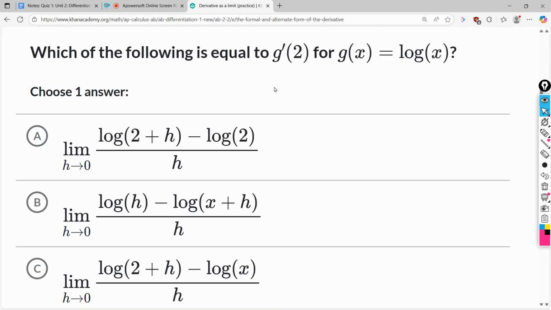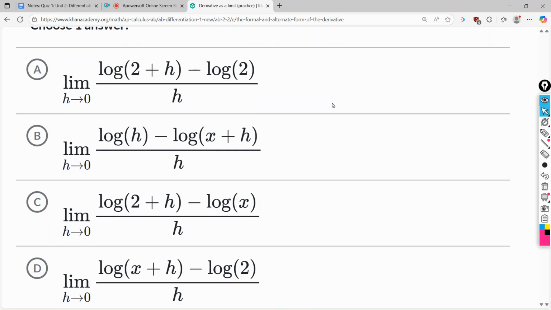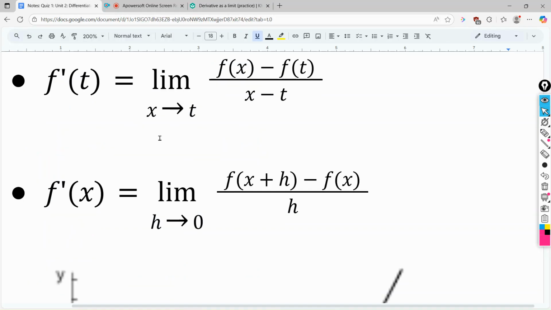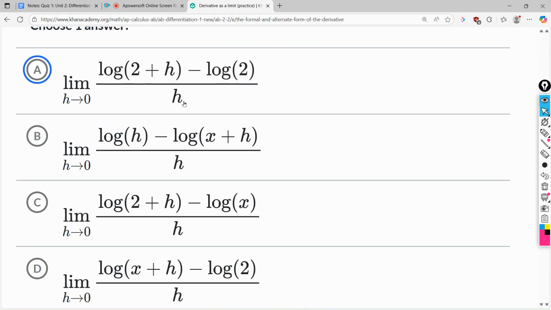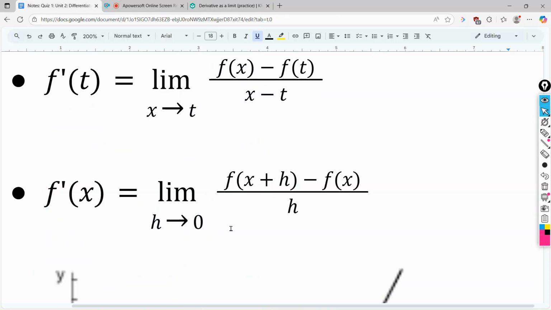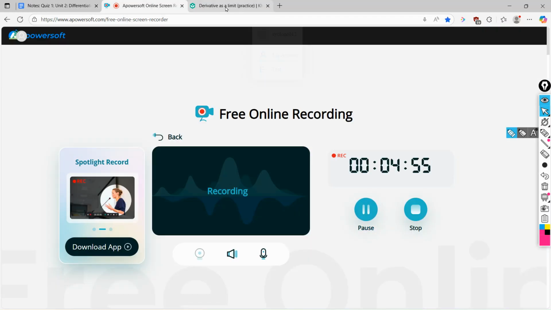All right, so which of the following is equal to g prime of 2 for g of x equals log of x? Now, first you want to look at your answers and see which form it's in. Remember we said we were going to choose one of these two. We can see from all the answers here, it is divided by h. So clearly, we are using this one right here. Okay, so let's write this out.